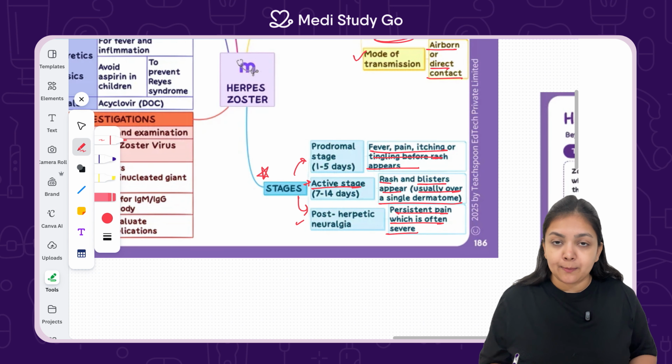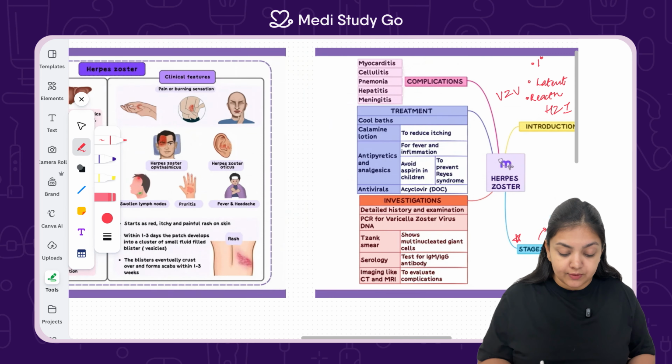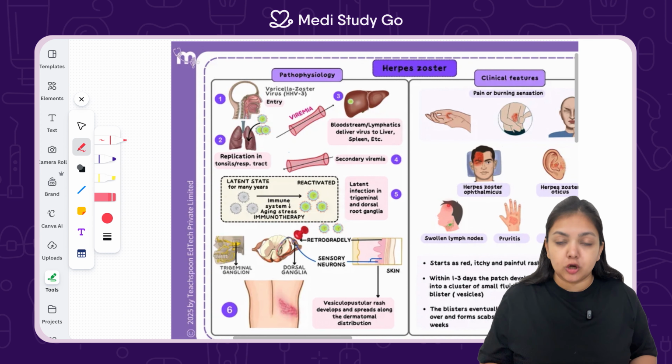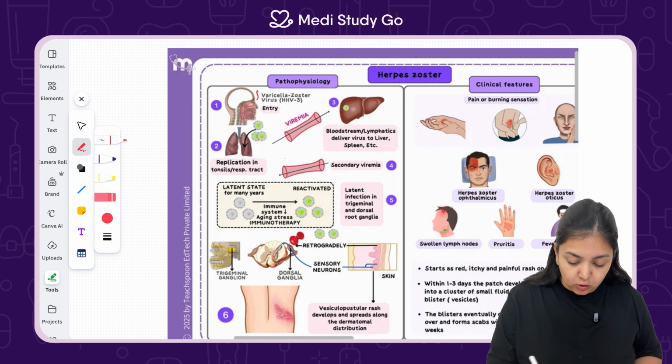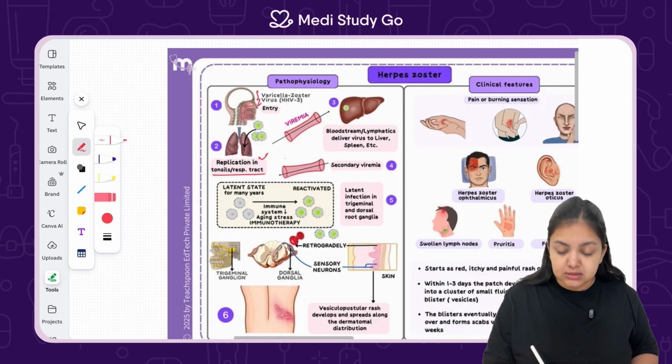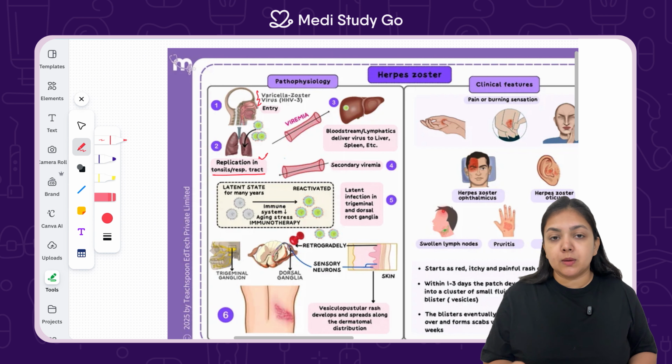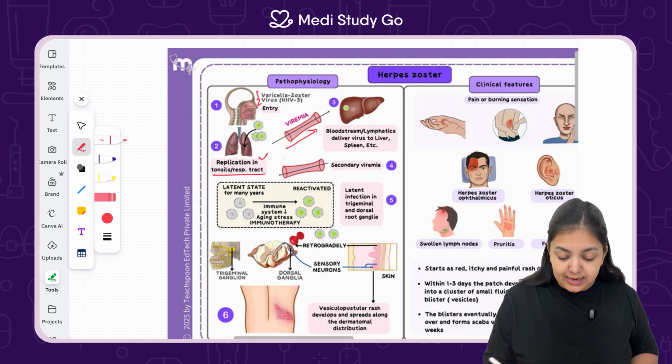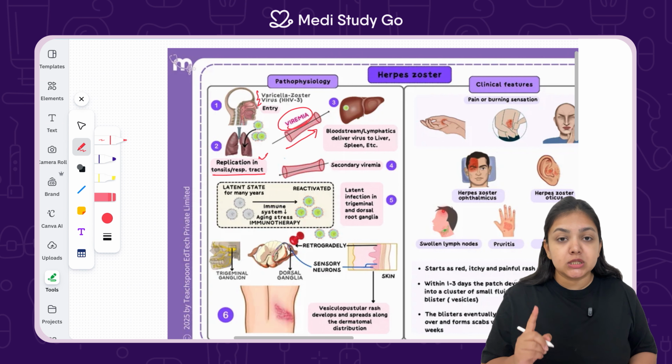Now, how is it happening? How is infection becoming latent and getting reactivated? That forms a part of the pathophysiology for this disease. So what happens is that the first time the Varicella Zoster virus enters the body of the patient and replicates in the tonsils and the respiratory tract, because maybe it is airborne and taken into the body. Here it goes and spreads into the bloodstream and causes primary viremia, which is the chickenpox.